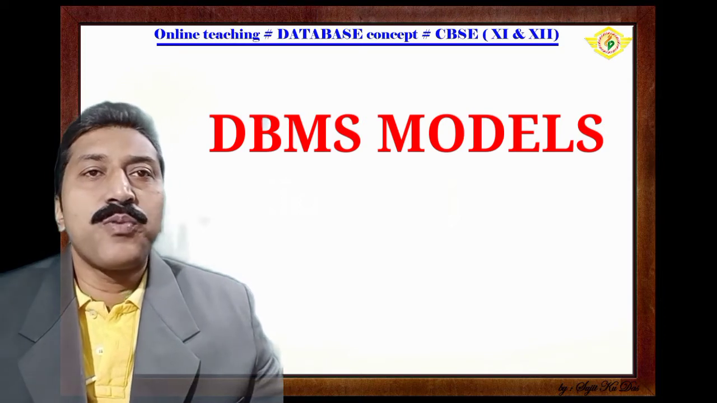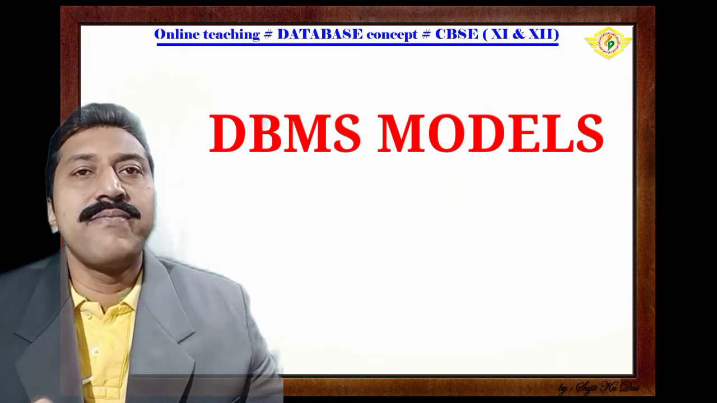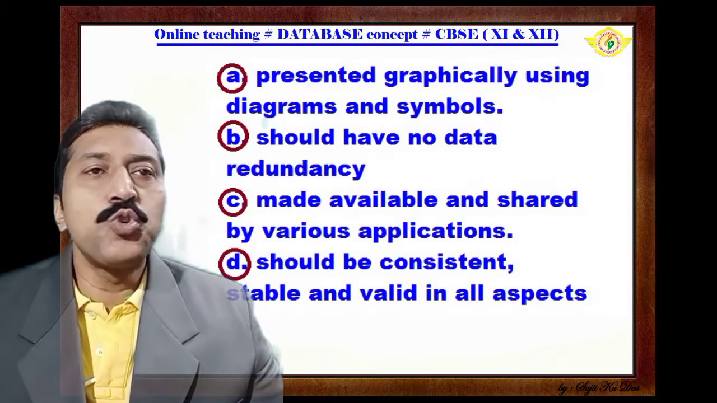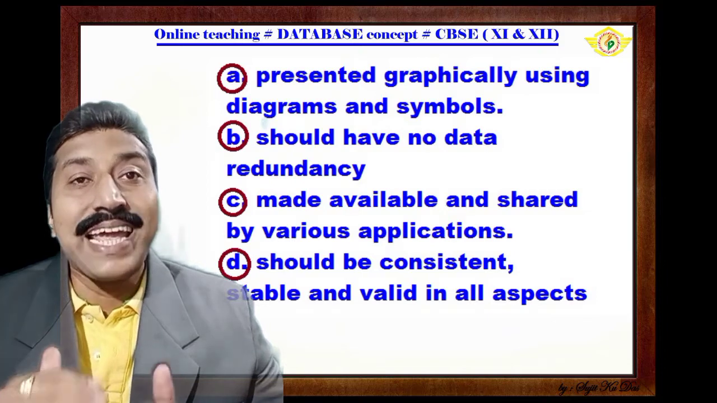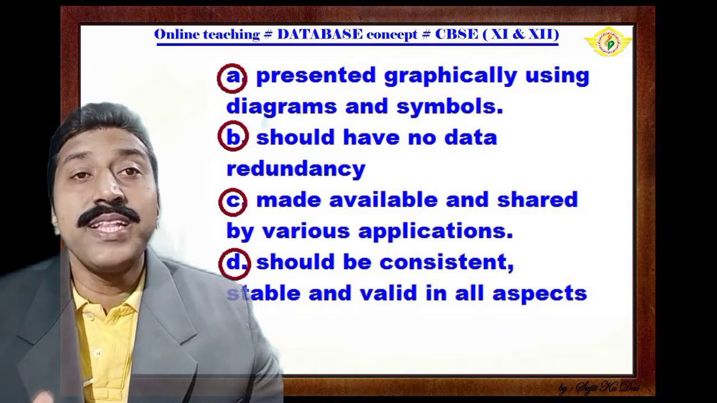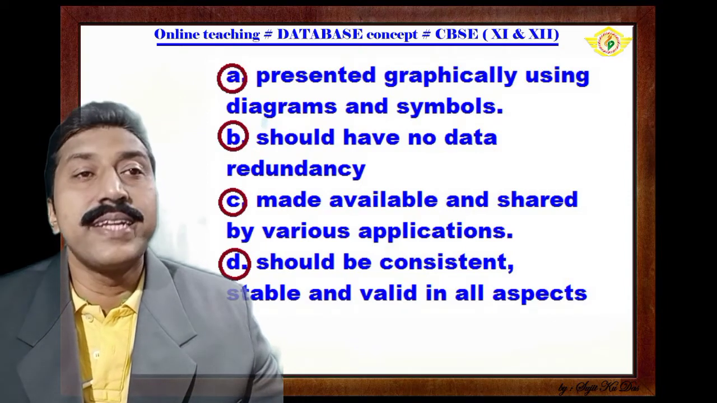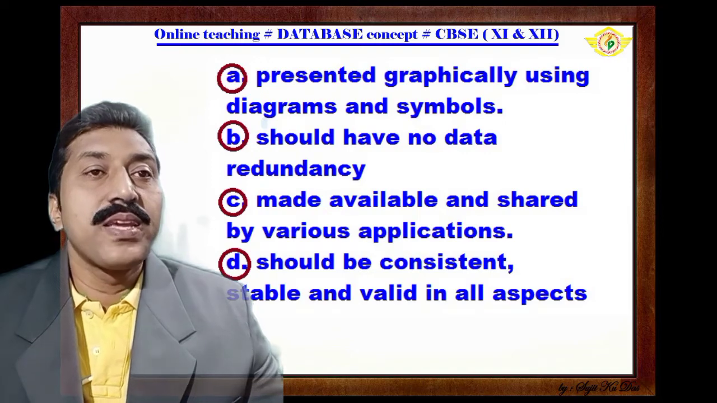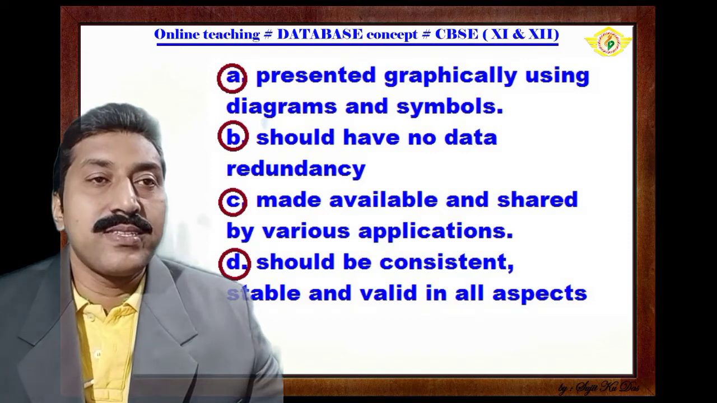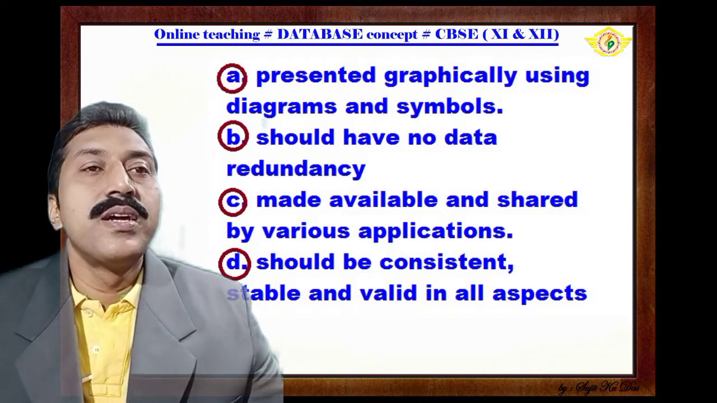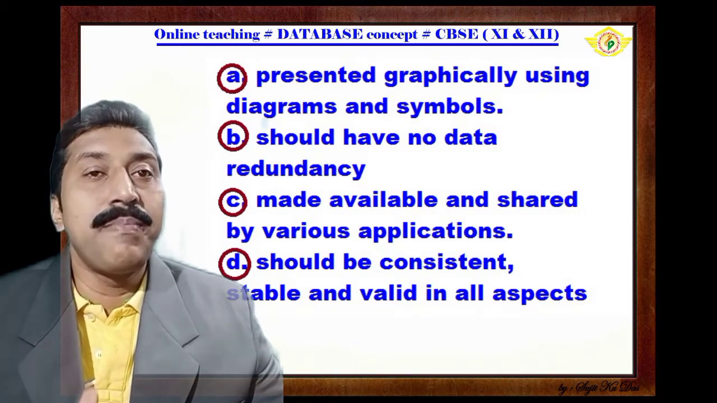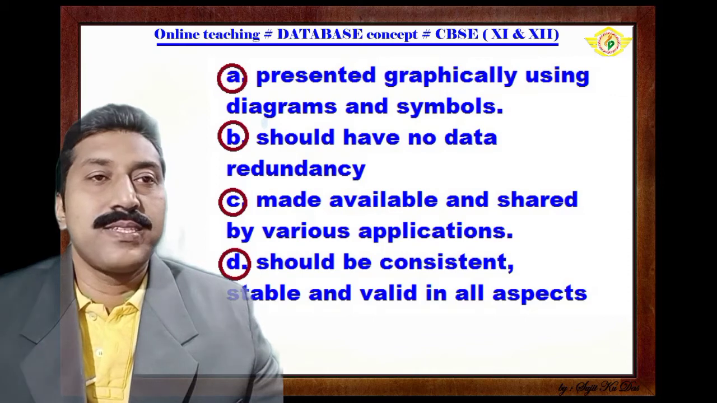So it should possess some desirable characteristics, which I am discussing one by one. What characteristics are there? A, data models should be presented graphically using diagrams and symbols. B, data representation in a data model should have no data redundancy. C, it should be made available and shared by various applications. D, data represented should be consistent, stable and valid in all respects.